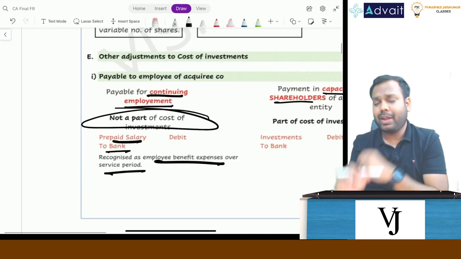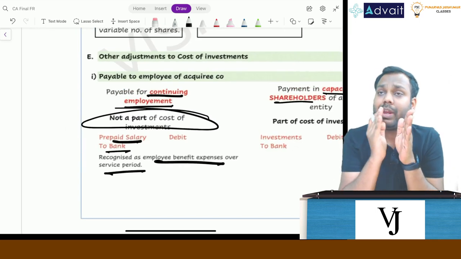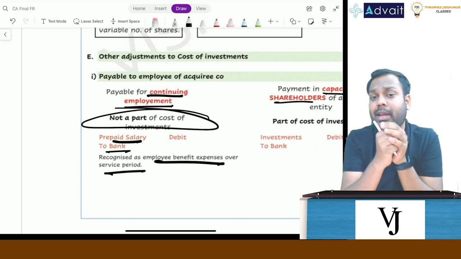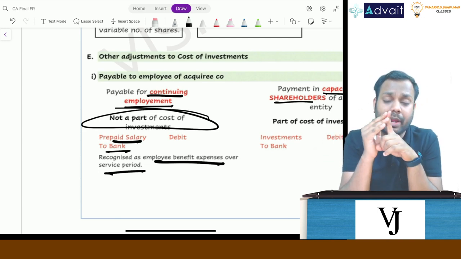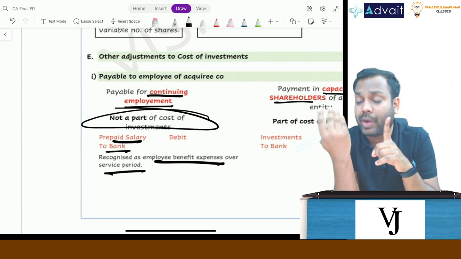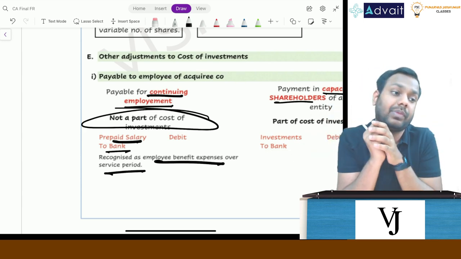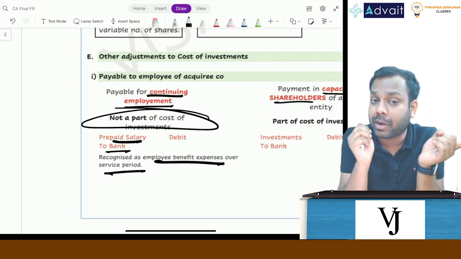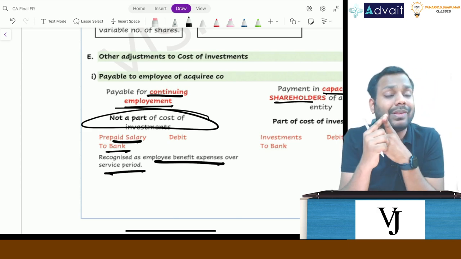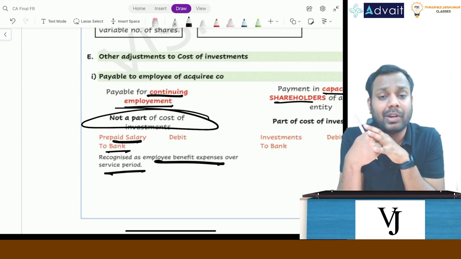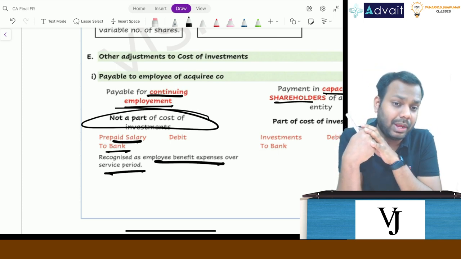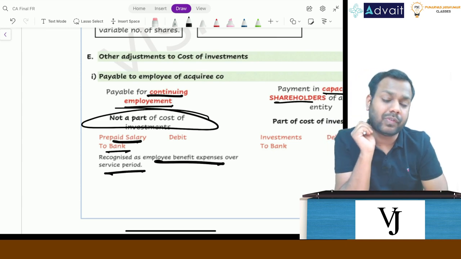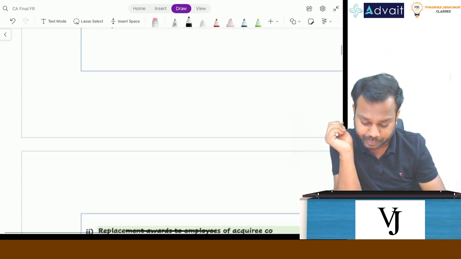So whenever the acquirer company pays any amount to the employees, we have to see the reason. If the reason is for continuing employment, that will not form part of the cost of investments. But if the reason for the payment is that they are a shareholder, and we want to acquire their interest, then it forms part of the cost of investments. I hope that is clear to all of you.